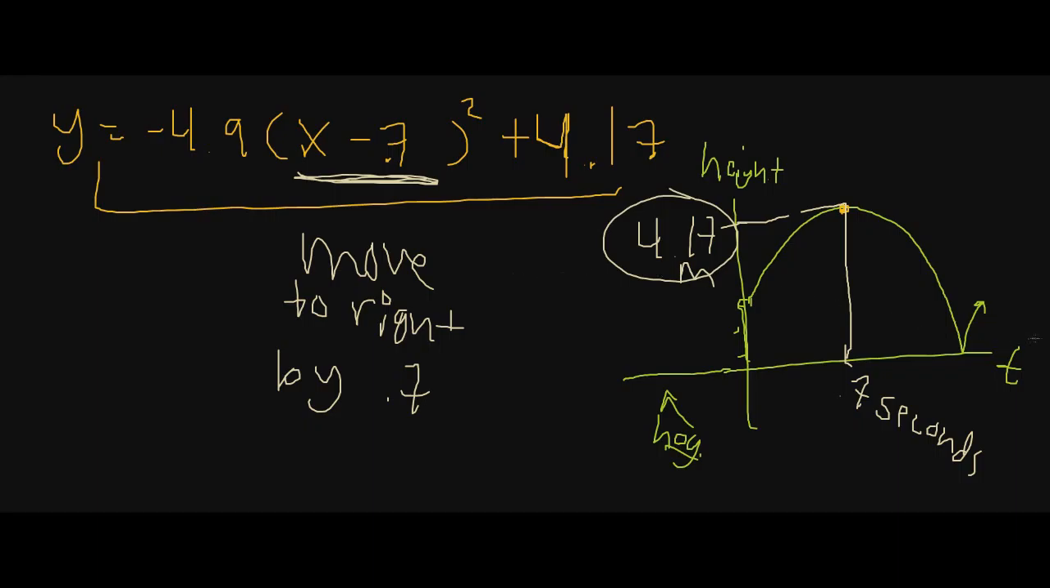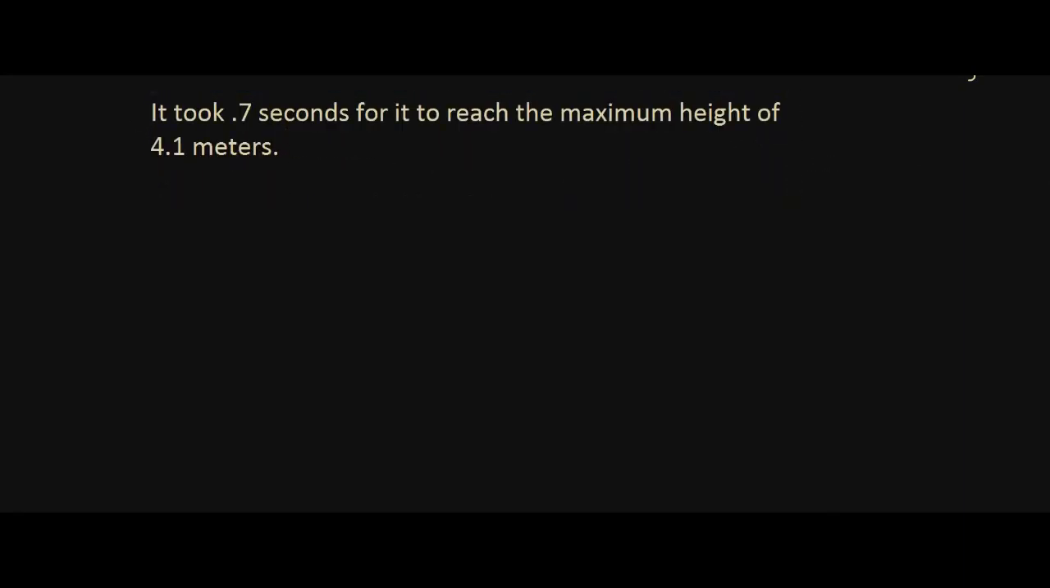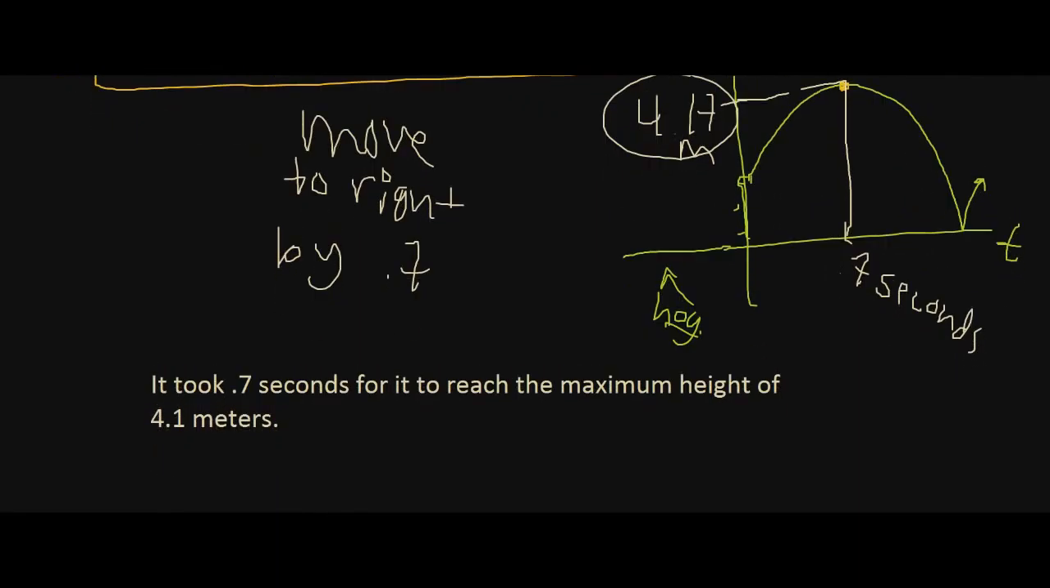All right. So we can go ahead and finally answer the question here. We could just write it down if we want to, that it took 0.7 seconds for it to reach the maximum height of 4.17 meters. All right. And there we go. That's my answer, and I've answered the question correctly. And you notice that it required us 4.17. Oh, I forgot to add the little 7 here, but that's fine.